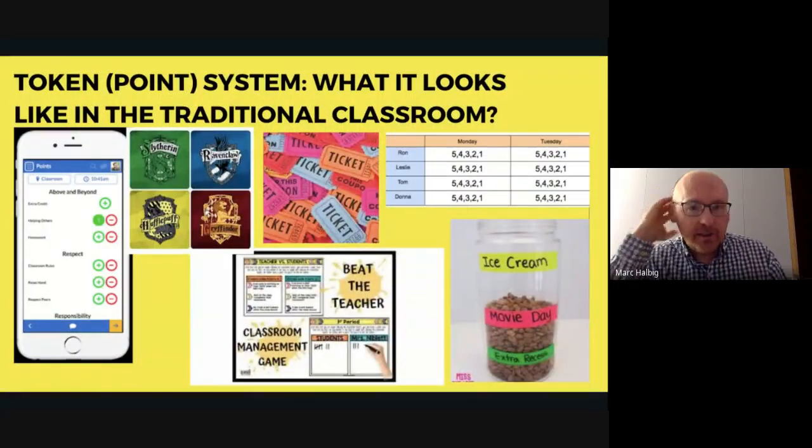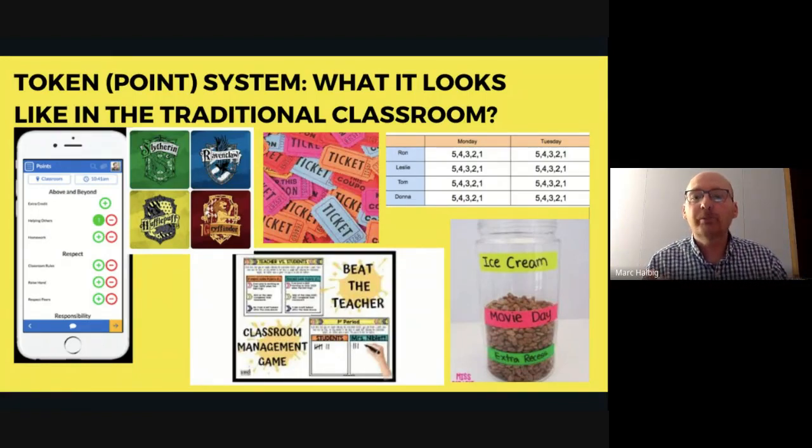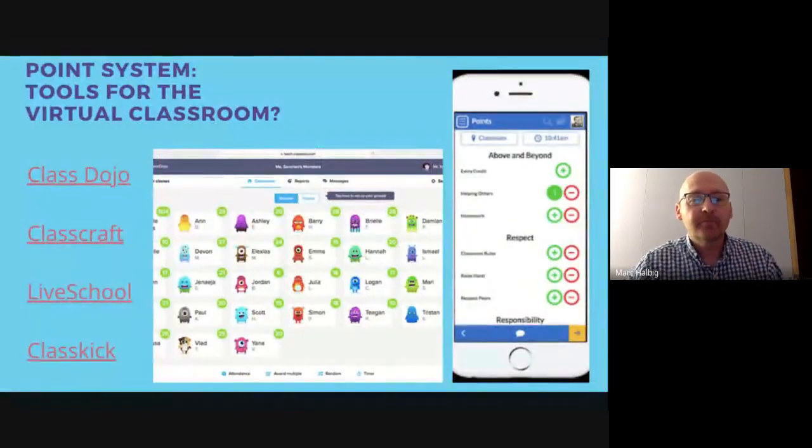So here's what it looked like in the traditional classroom. Some people use like a live school or class dojo. Some use tickets. Some use the jar that you filled up, where you broke the kids into like the Harry Potter houses. So we know what it looks like in the traditional classroom. We have to figure out, how can we make something like this work now?